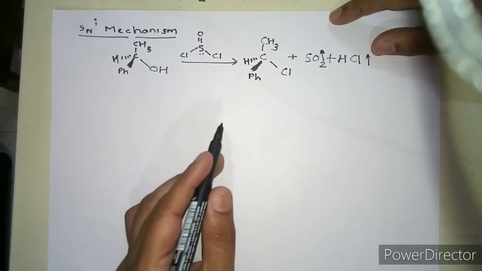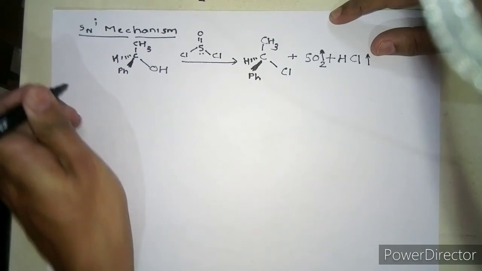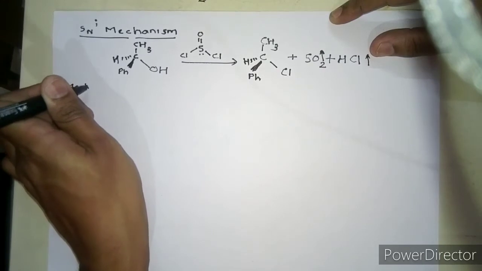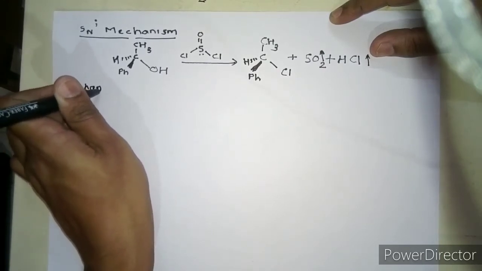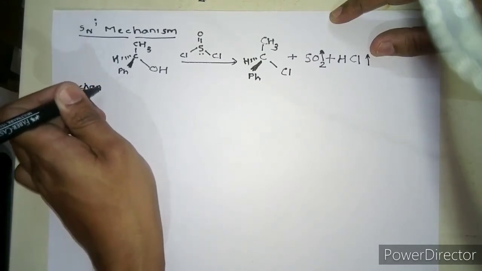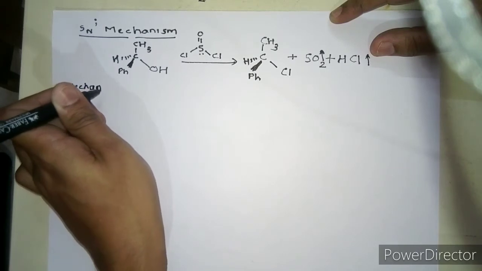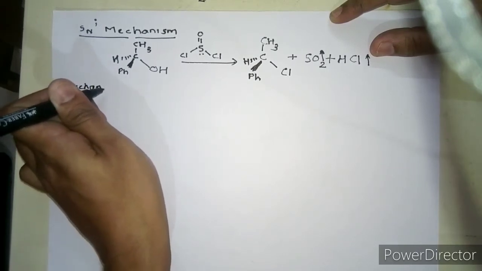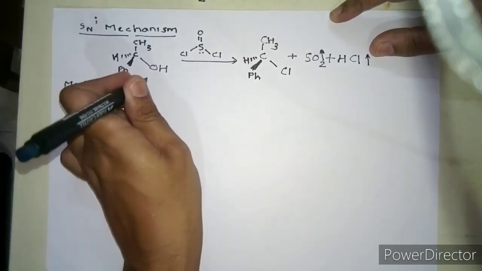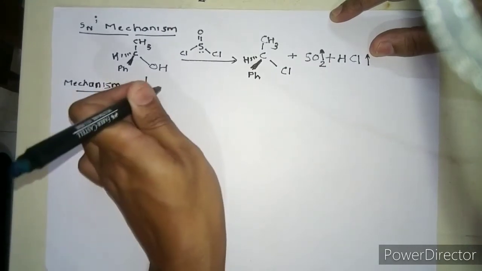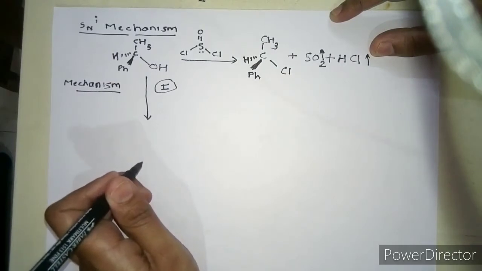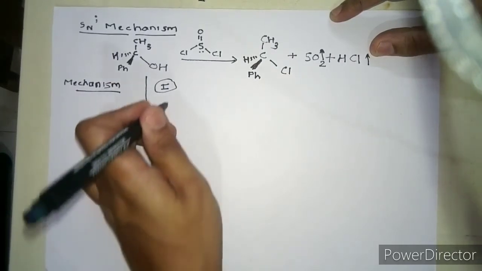Now we are going to see the mechanism of this. I have already told you the stereochemical outcome of this reaction. This reaction takes place with retention of configuration. Now we will see why it is also called an internal mechanism. Now in the first step, I call formation of alkyl chlorosulfite takes place.